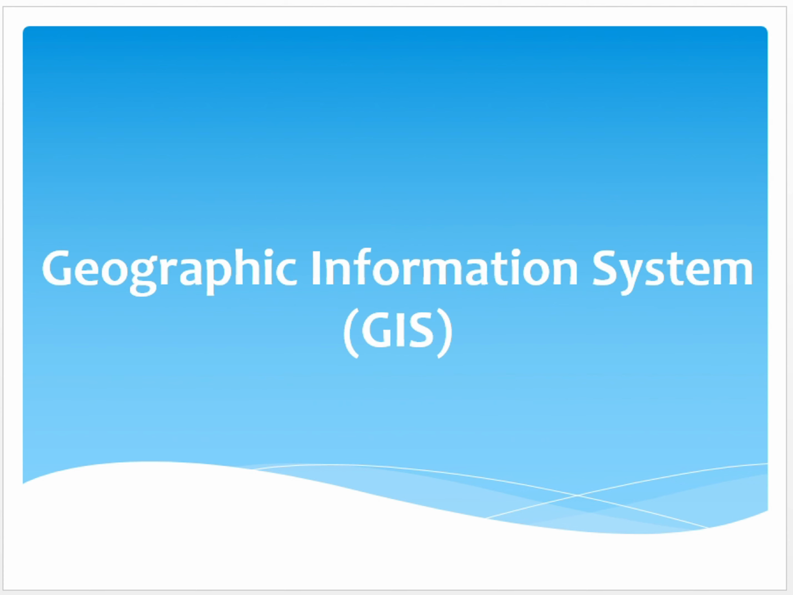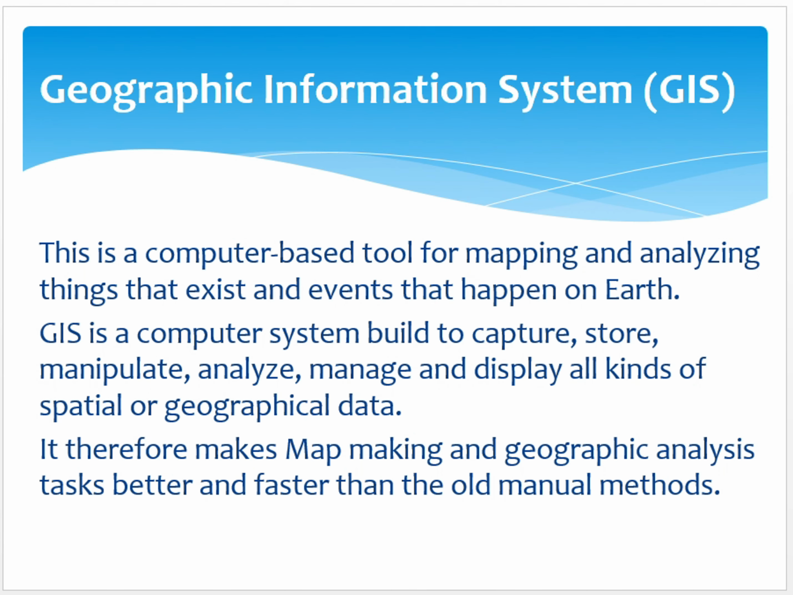So I'll start with the GIS, Geographic Information System. I'll discuss a few things about it, how it is applied. Then later on I'll look at AI. So we can start with the definition of a geographic information system.